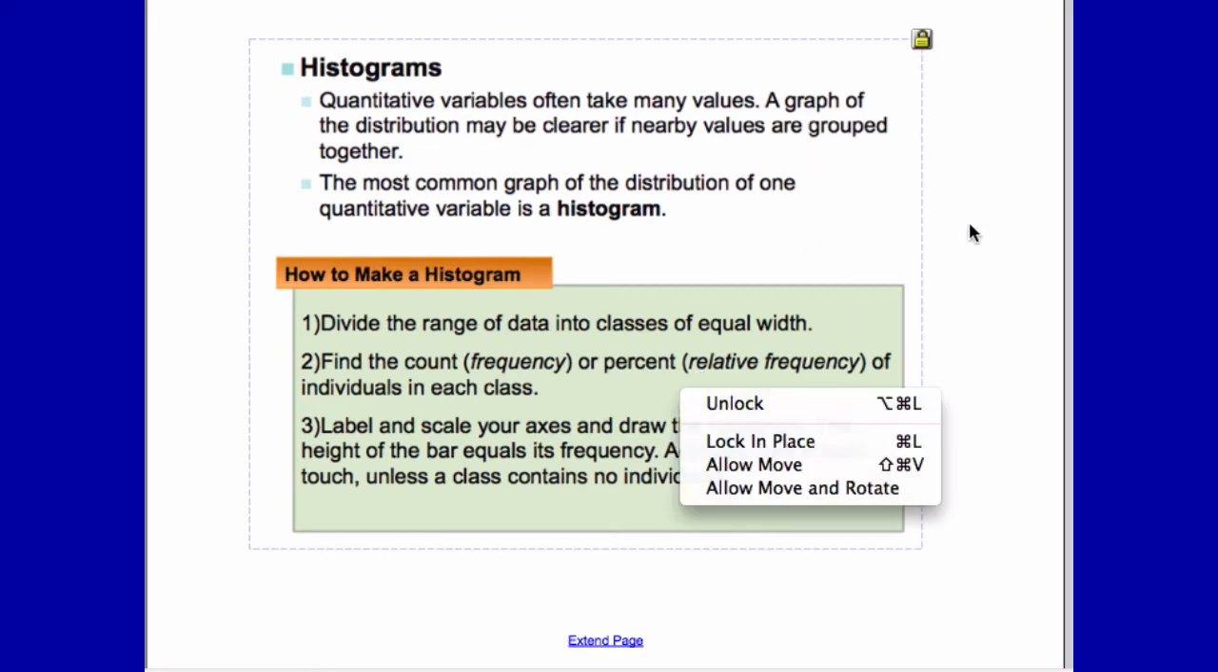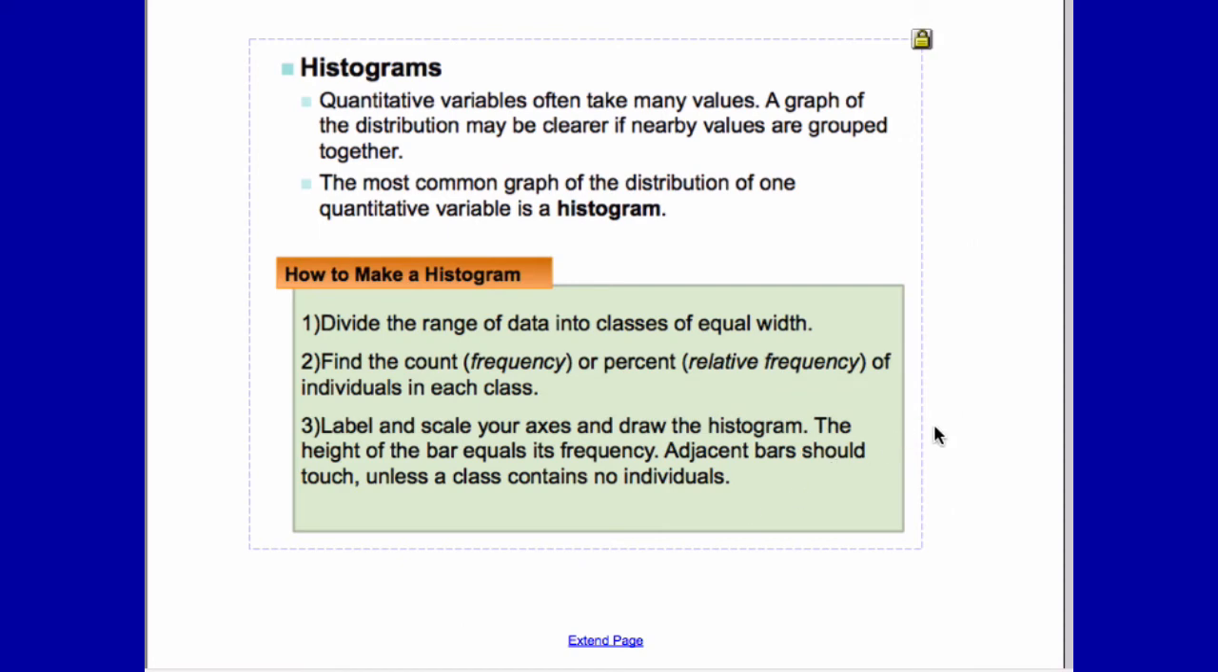Then we get into histograms. Histograms people have seen before. Most people know what a histogram is. All it is, is taking our data and putting it into a graph.